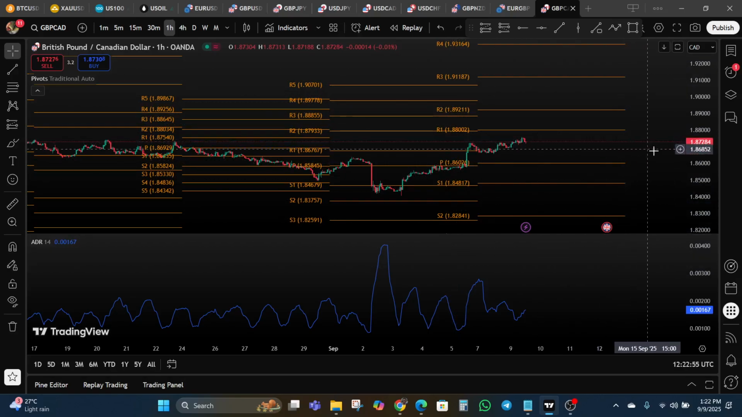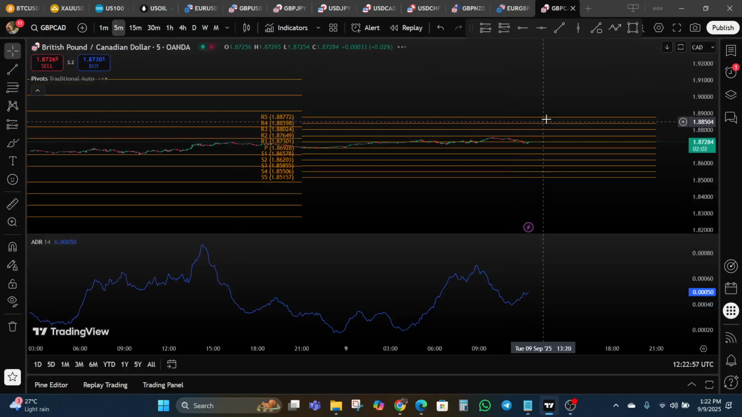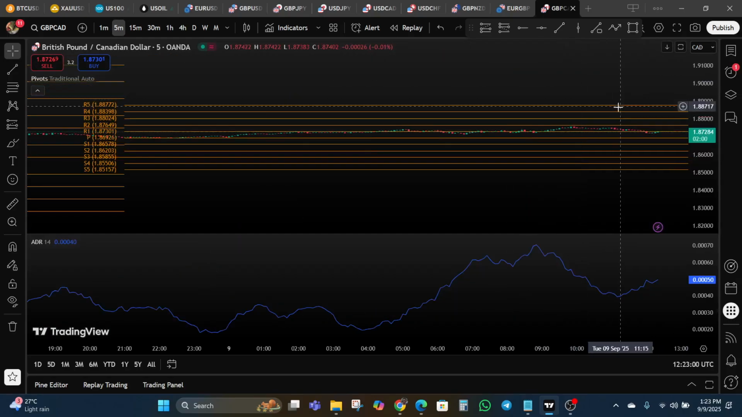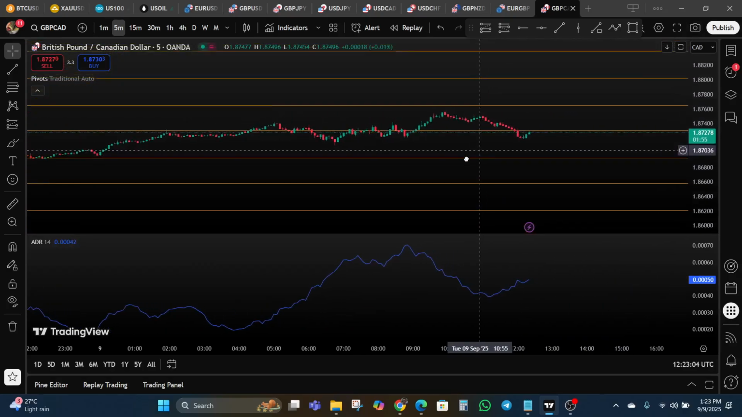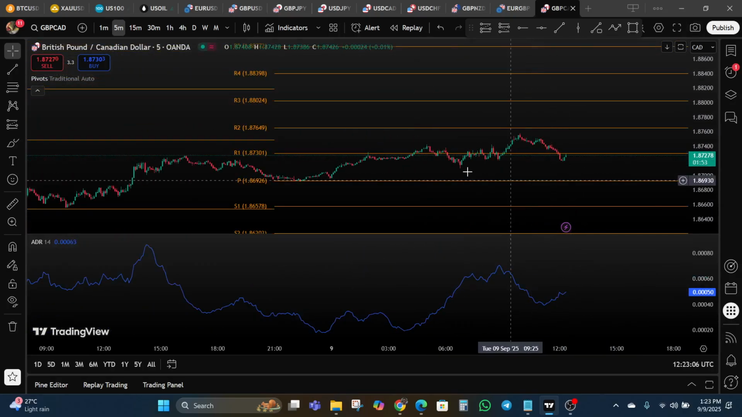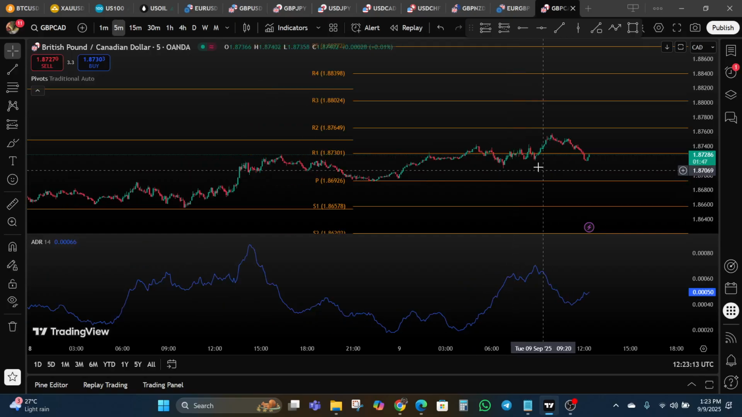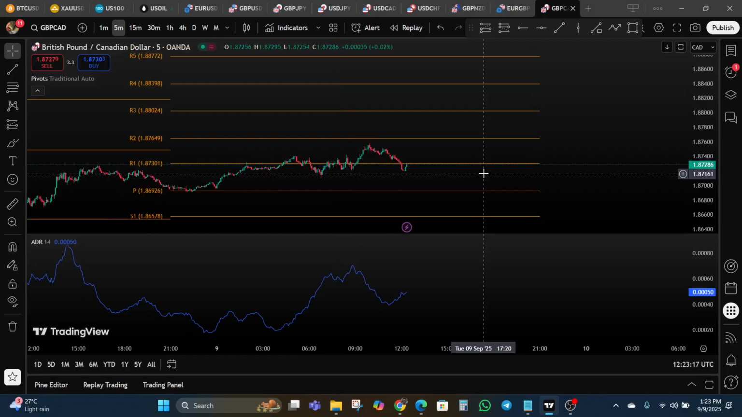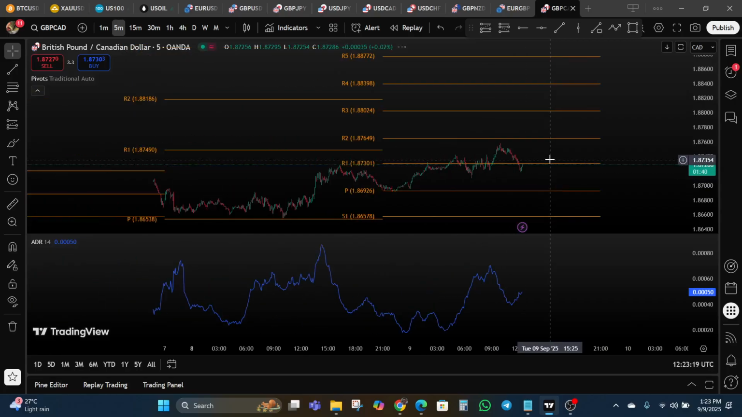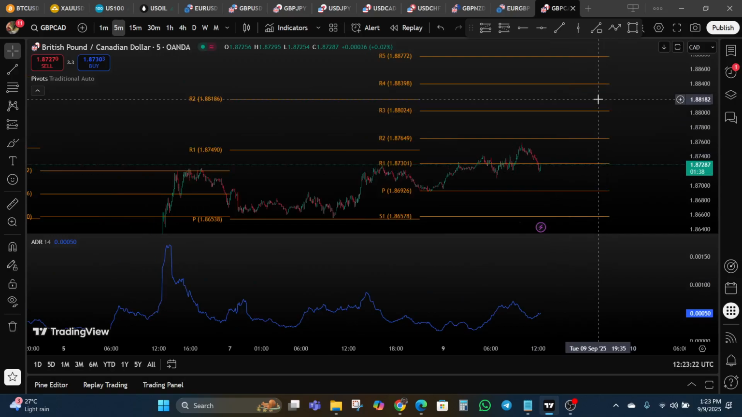For the 5-minute breakout strategy, we are actually focusing on the main pivot point and the first support and resistance levels. When price approaches these points, it often accelerates or reverses, creating the perfect breakout opportunity. Now, here is where the strategy comes together.